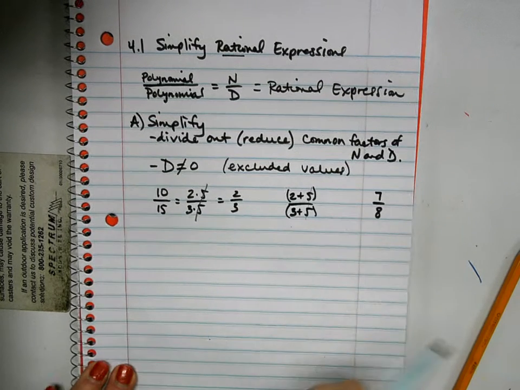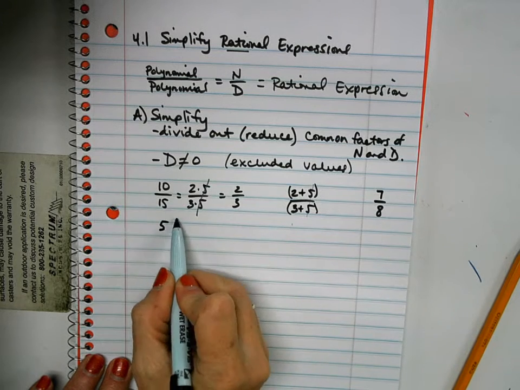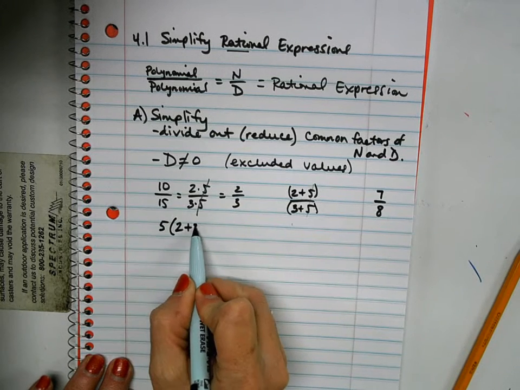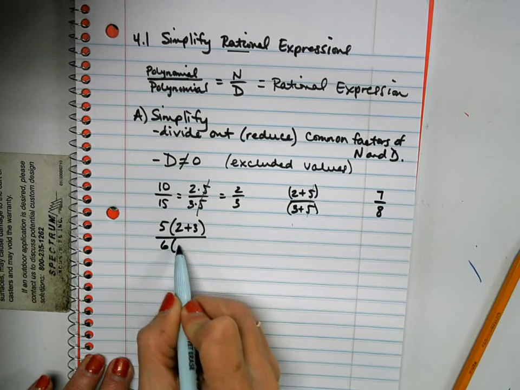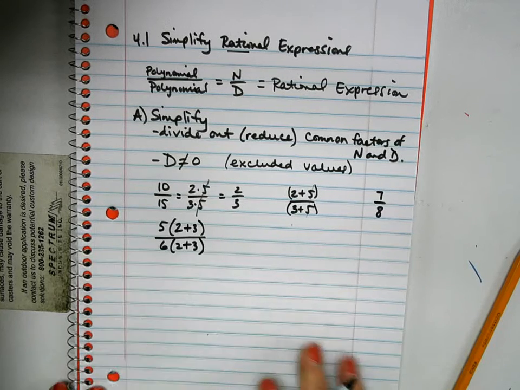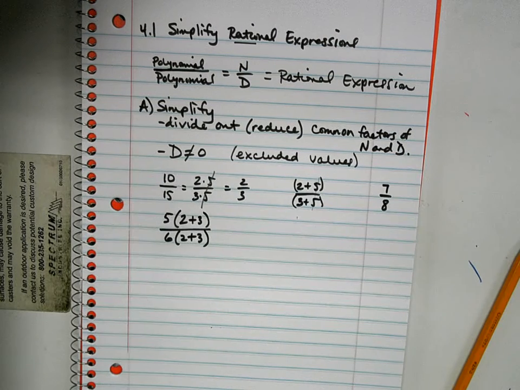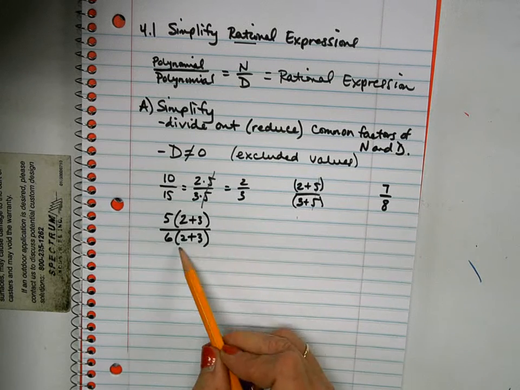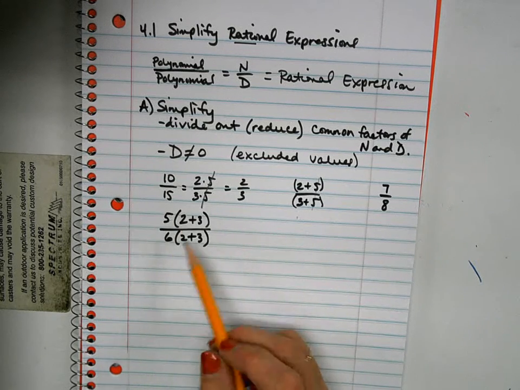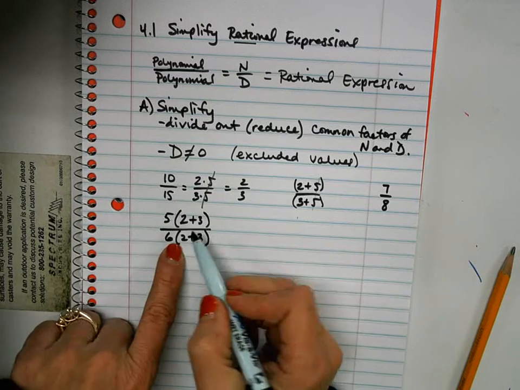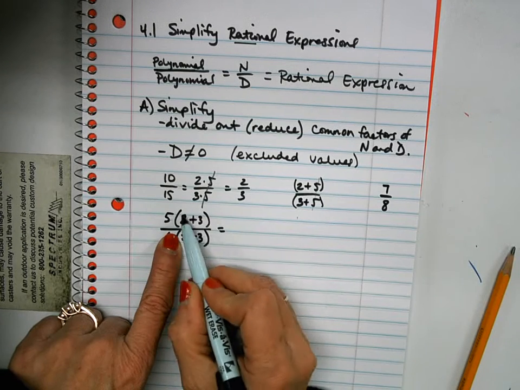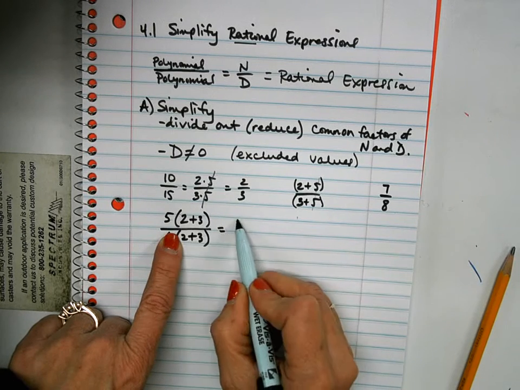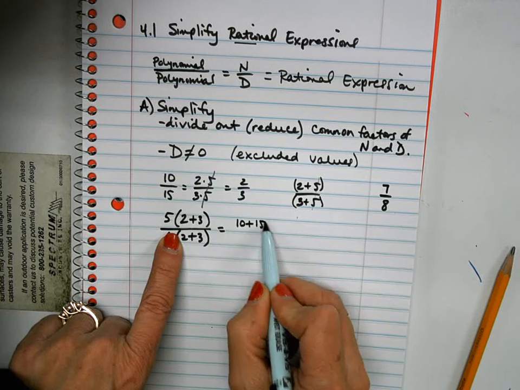Okay, because we're going to go to, well, let me show you one other thing. If you had 5, say times 2 plus 3 over 6 times 2 plus 3, this is the case where actually I could reduce. I could reduce these 2 plus 3's because they're tied together and they're being multiplied here. This would be 5/6, and I'm going to show you that this would equal 5/6. If I went ahead and distributed here, I'd have 10 plus 15, right?